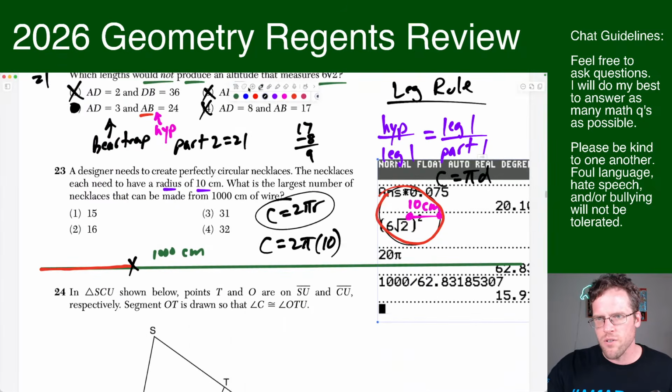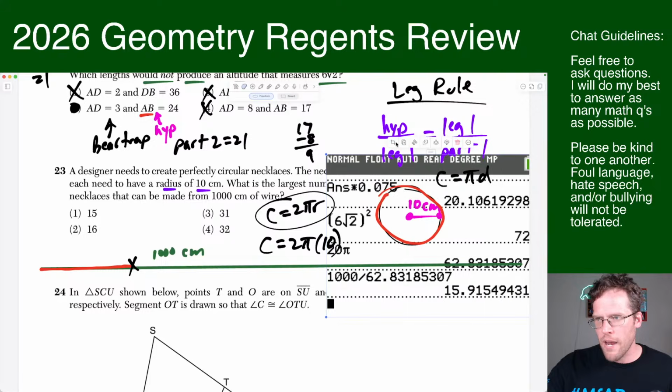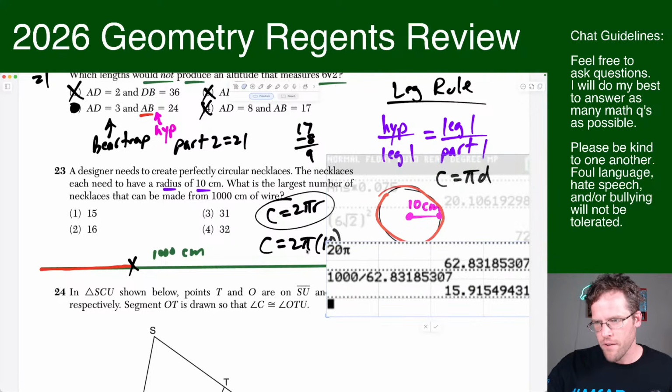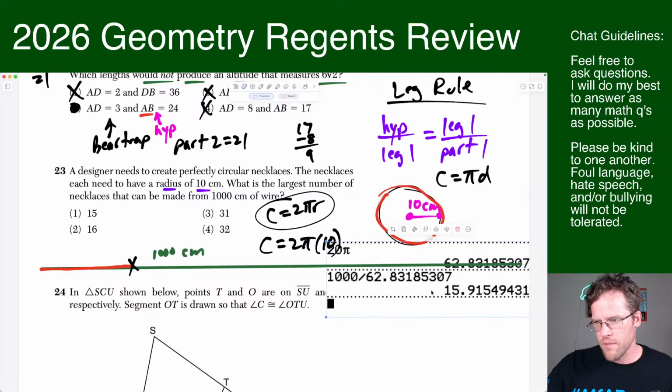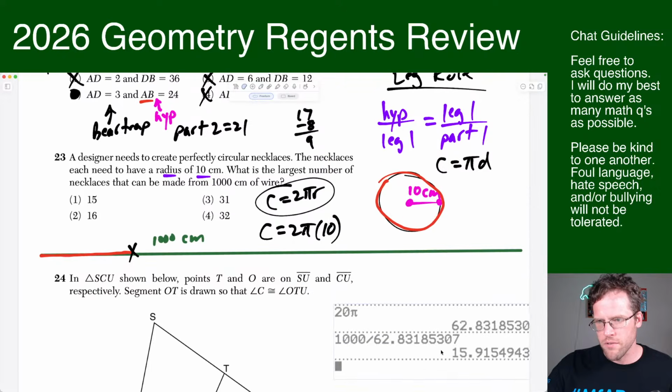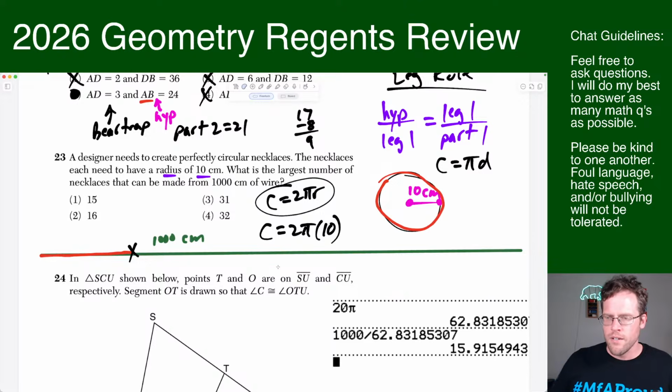This was such a cruel Regents. This is back when they had 2 6-pointers. Now they only have 1 6-pointer. So they made it nicer. When the Regents first came out, they made it pretty bad.